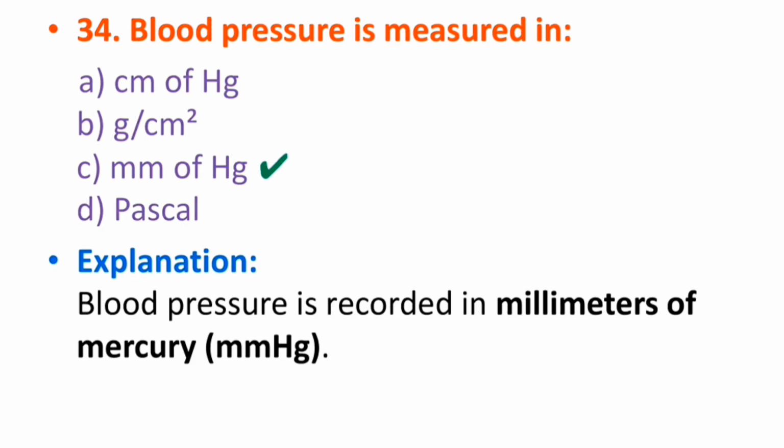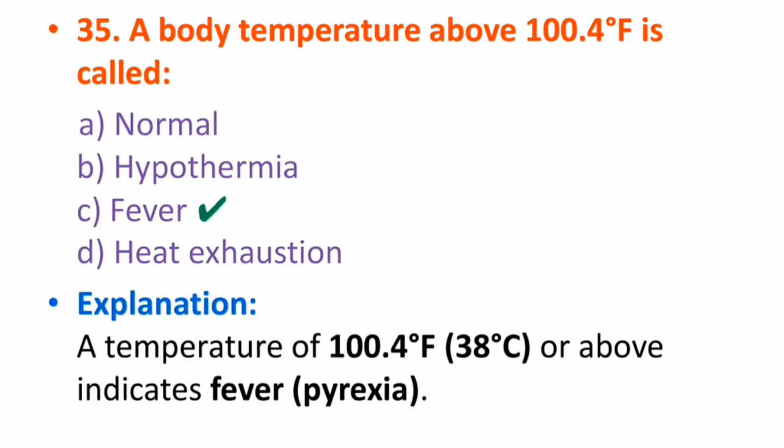Blood pressure is measured in option A centimeter of mercury, option B gram per square centimeter, option C millimeter of mercury, option D Pascal. The correct answer is option C millimeter of mercury. Blood pressure is recorded in millimeters of mercury.